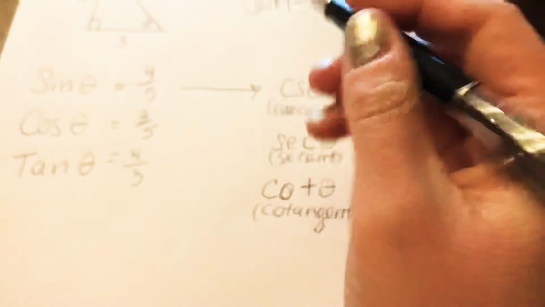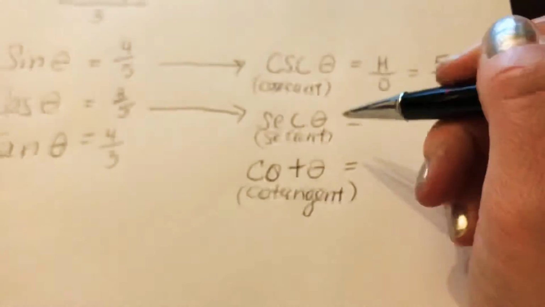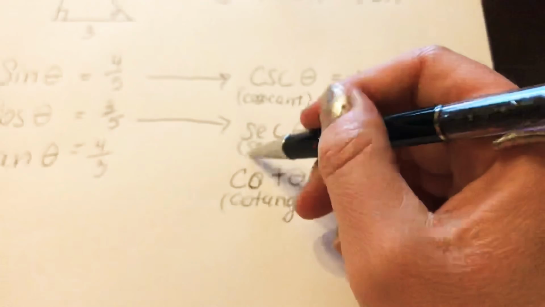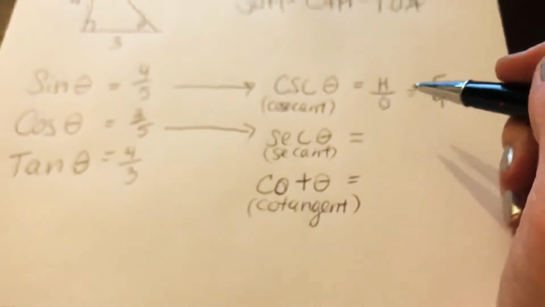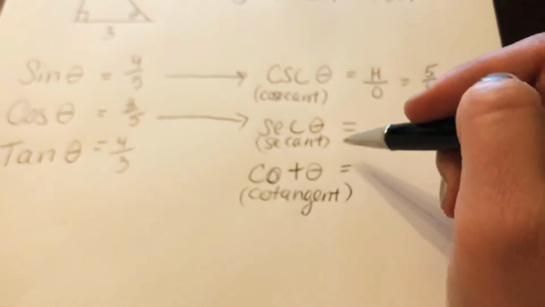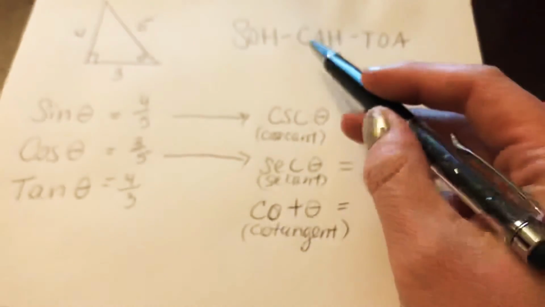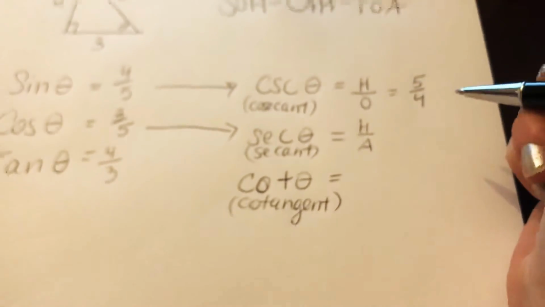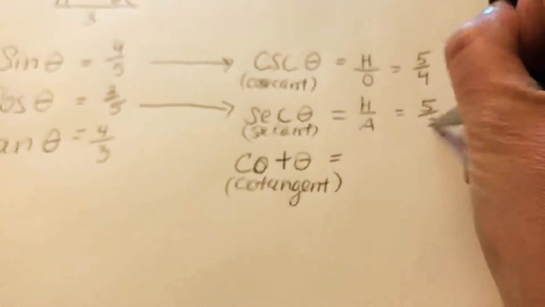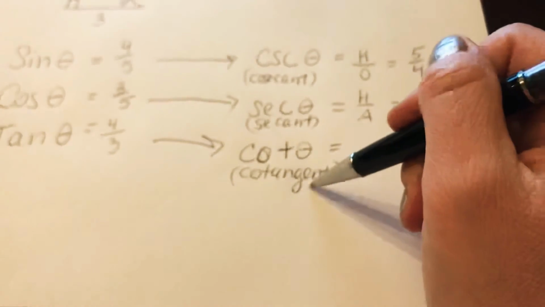Okay, so cosine matches up with secant. Secant is written like this, but the abbreviation is just SEC. So secant is the reciprocal of cosine. So instead of adjacent over hypotenuse, it's hypotenuse over adjacent, which instead of 3/5, you just flip it, and it's 5 over 3. And then tangent matches up with cotangent, which is written this way.